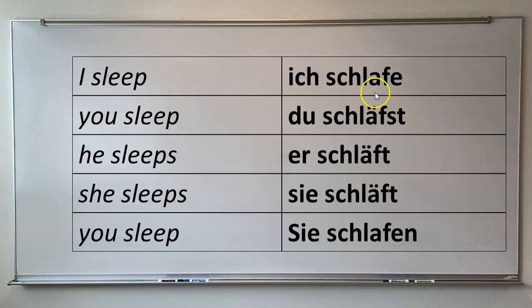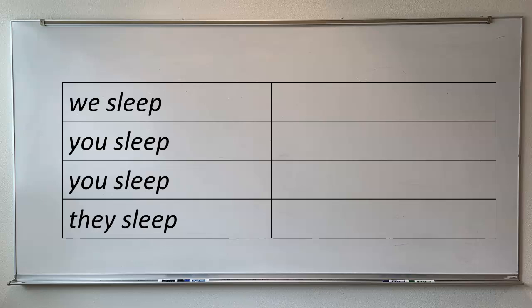Okay. So notice ich and Sie have the original stem, and du, er, and sie have the altered form of the stem. And these are the only three forms that have the different stem. The plural forms all use the schlaf stem. So let's look at the plural forms now. This is very simple. There are no changes here.